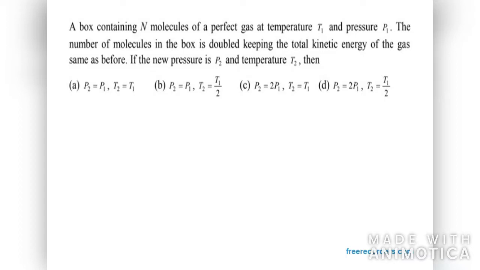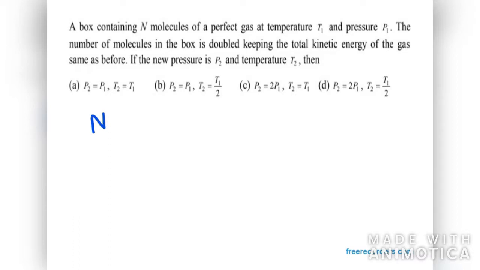In this case, we are given a box containing n molecules of a perfect gas at temperature T1 and pressure P1. The number of molecules in the box is doubled, keeping the total kinetic energy of the gas the same as before. If the new pressure is P2 and temperature T2, we need to find the relation. The number of molecules in the box is doubled. Let's find out what the answer will be.